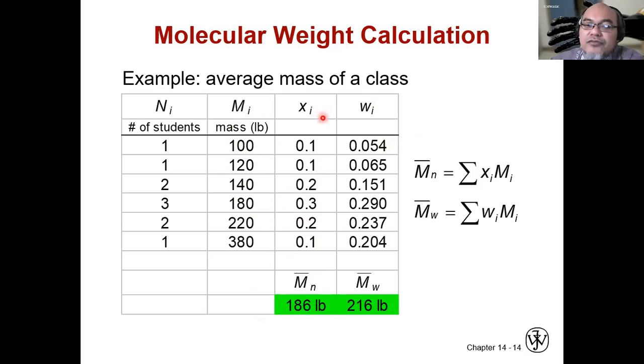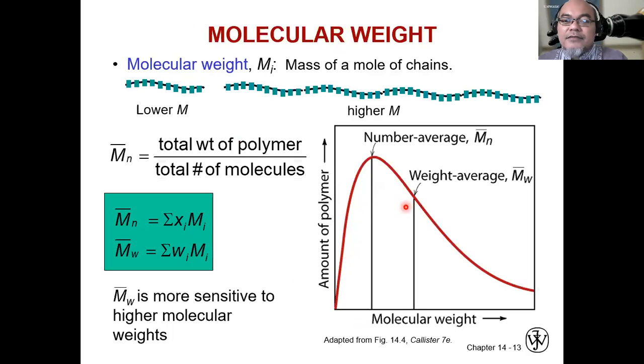If we calculate using the weight fraction, then 0.054 multiplied by 100 plus 0.065 times 120, all the way until 0.204 times 380, and then we will end up having 216 pounds. So that is why usually the weight average is more towards the higher molecular weights.